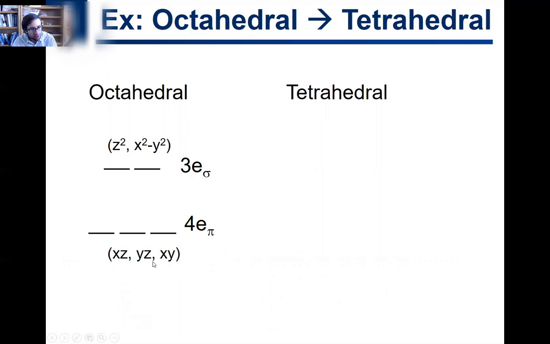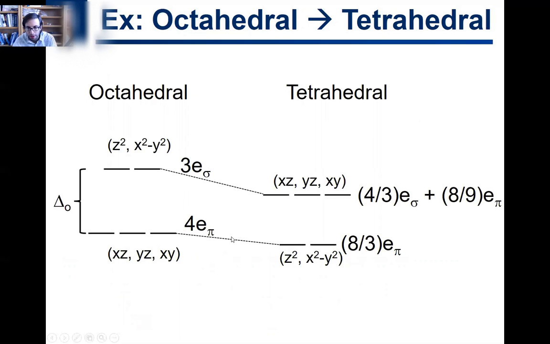And then you can do the same thing with xz, yz, and xy. You figure out that those are all triply degenerate, as you expect, right? They transform as T2G, and they all have an energy of 4 E pi. That is what we call delta O, the difference between those, okay?